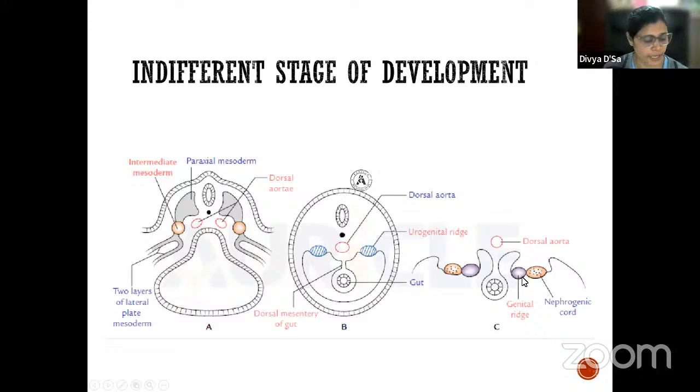What do we mean by that? Indifferent stage: initially, though the chromosomal sex is established, it is still not expressed here. So they are indifferent. We do not know whether they are going to form the male gonads or the female gonads. That is the indifferent stage. They are not differentiated to form either of them.